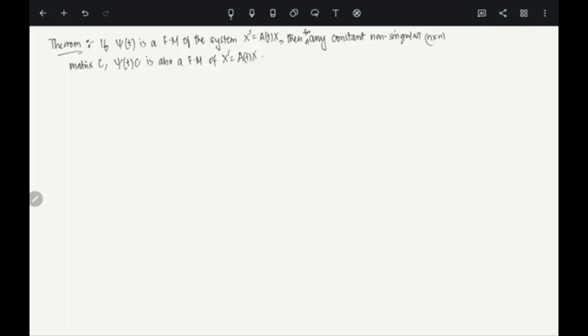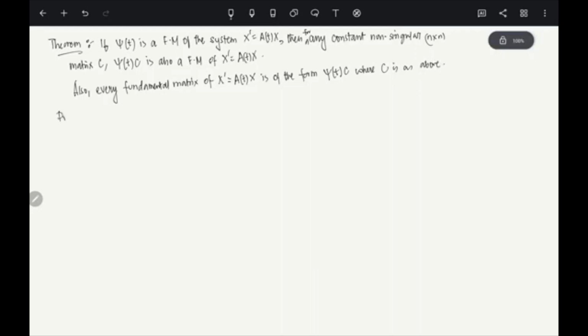Also, every fundamental matrix of the system x prime equals A times x is of this form. So you can't find any other form of fundamental matrix except phi of t times C, where C is as above, a non-singular n cross n constant matrix, of course.